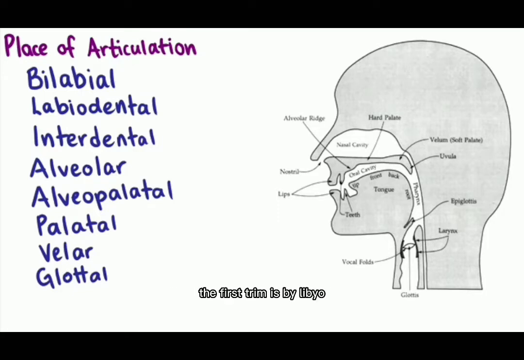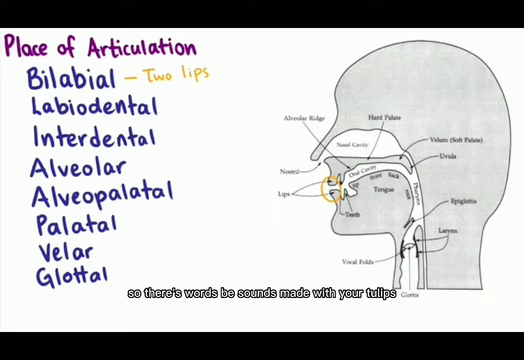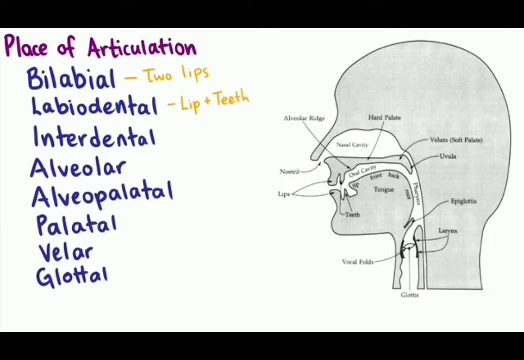The first term is bilabial. Now I really want to break up the words into what they mean to have a better intuitive understanding. So bilabial literally just means two lips. So the sounds B and P are made with your two lips. The labiodental sounds will be when your lower lip is touching your top teeth, as in "f" as in view, or "v" in very. You have your lower lip touching your top teeth.